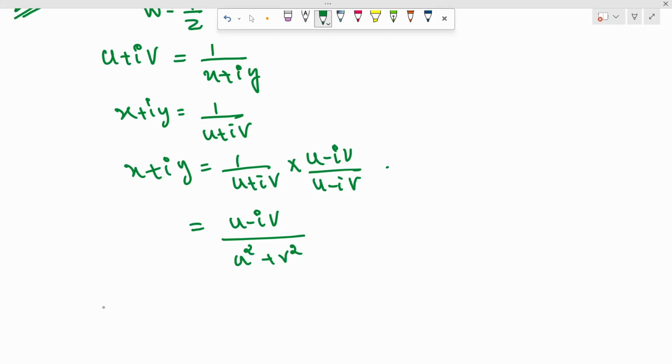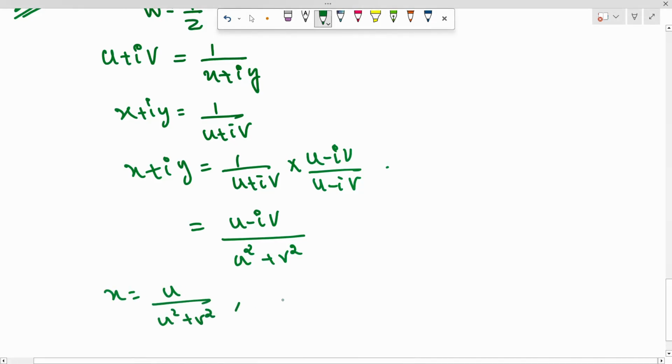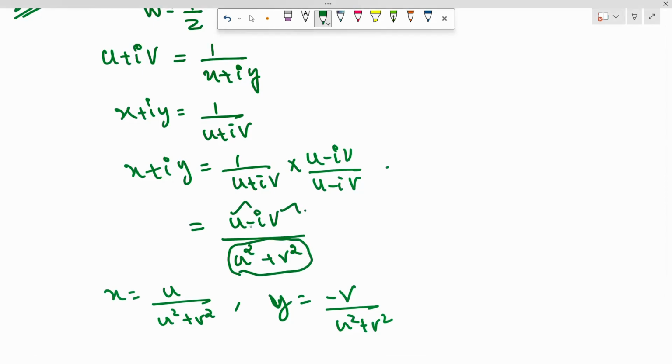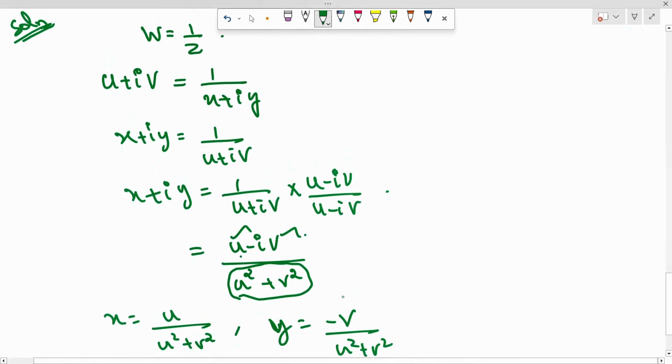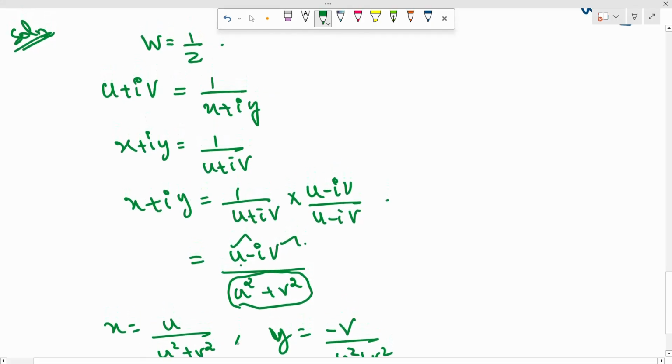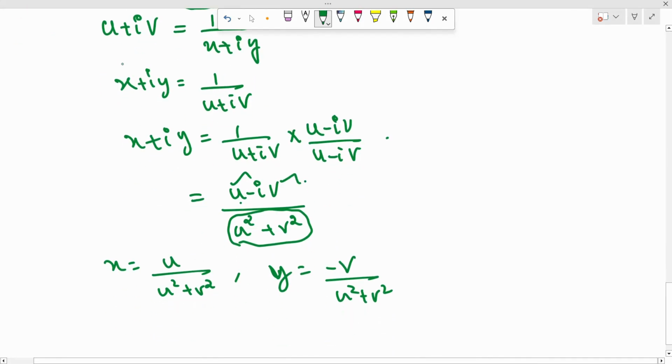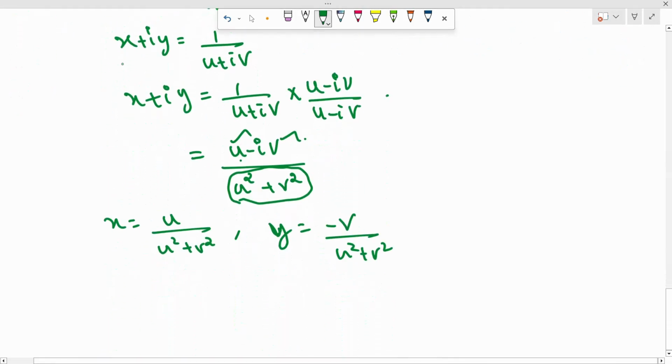Now we can easily write x is equal to u by u square plus v square and y is equal to minus v by u square plus v square, because the denominator value is common for both numerator terms. That is, x is equal to u by the denominator value and y is equal to minus v by the denominator term. These x and y values are common for all the w is equal to 1 by z transformation problems. You should remember. Now, what is our given equation?